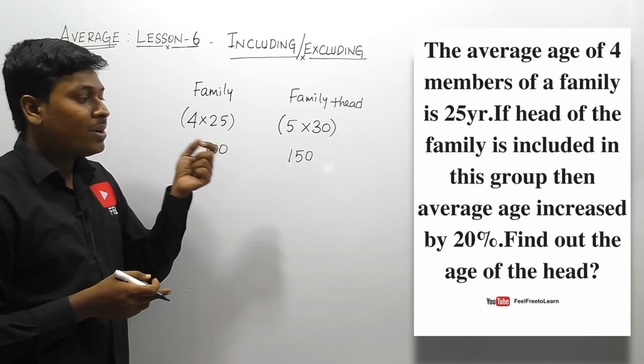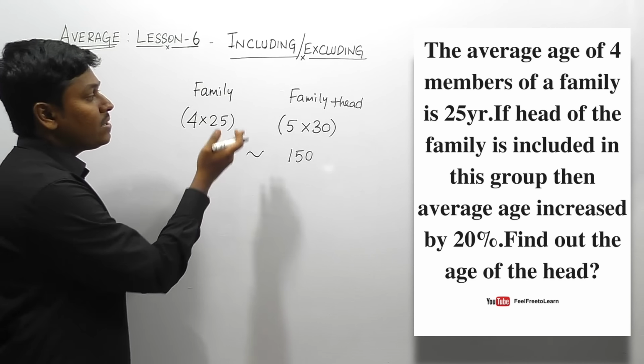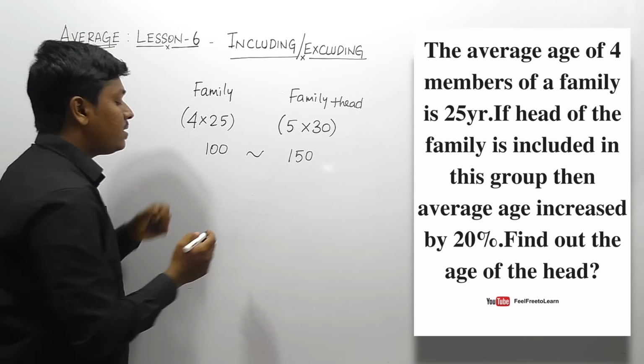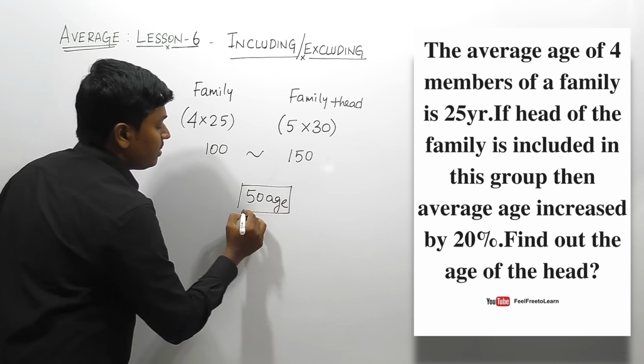So our target is to find the age of the head. When we find the difference between both the values, the resultant will be the age of the head, right? So 150 minus 100 will be 50. So we can say that the age of the head will be 50.